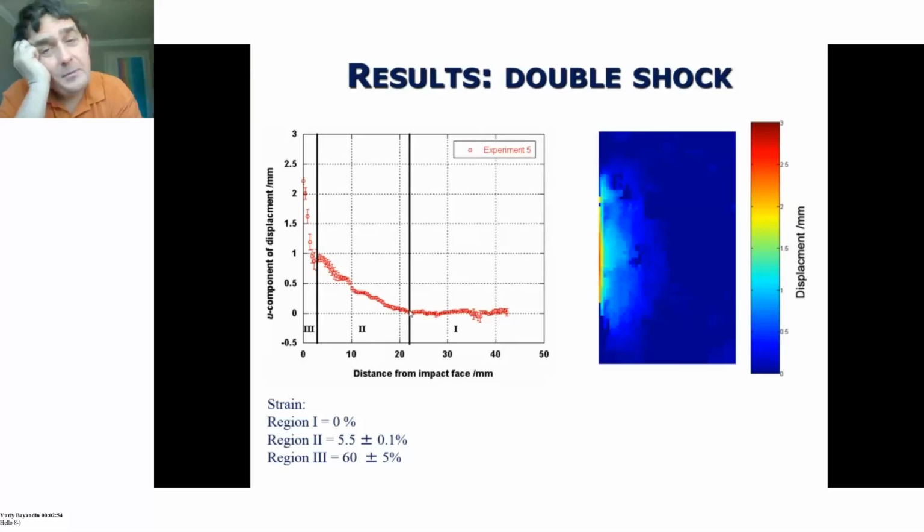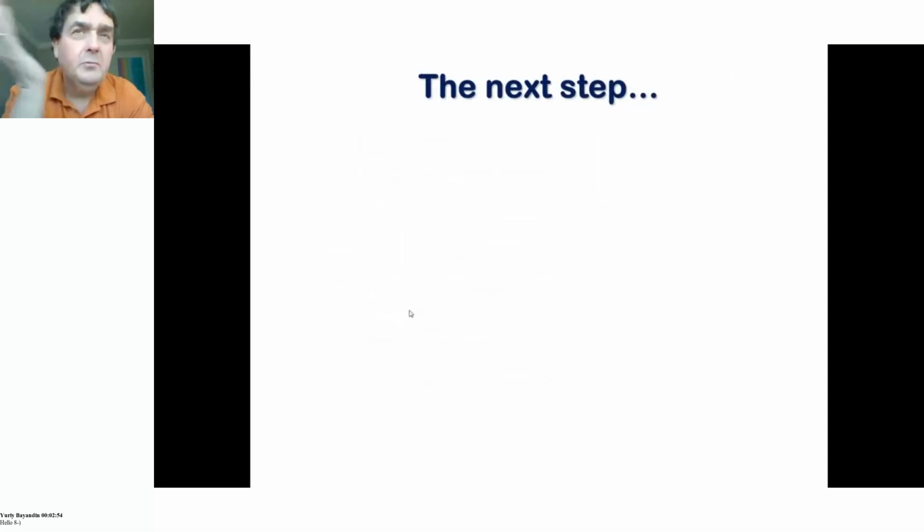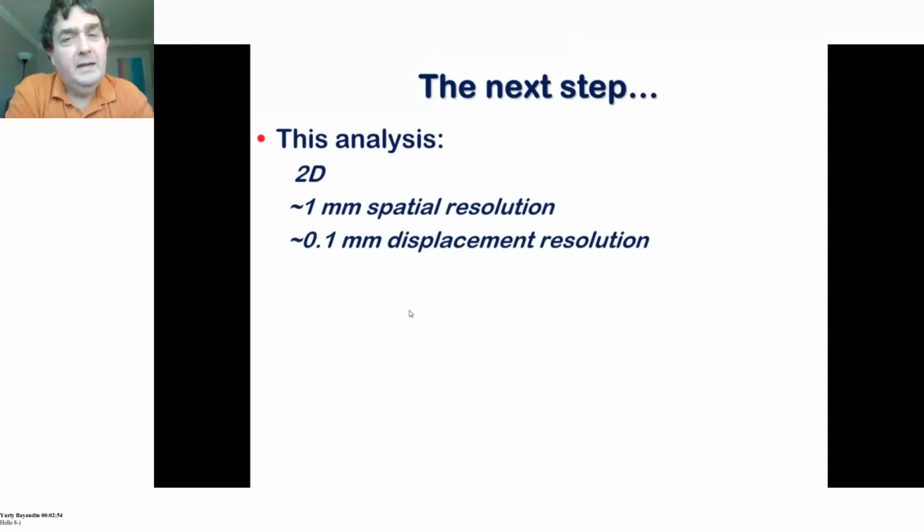So the next step: everything I've shown so far is 2D, and the kind of resolutions you could look for was maybe 1 millimeter spatial resolution over 30 centimeters, and 0.1 millimeters displacement resolution. So you had a reasonable kind of accuracy, but people always want more.